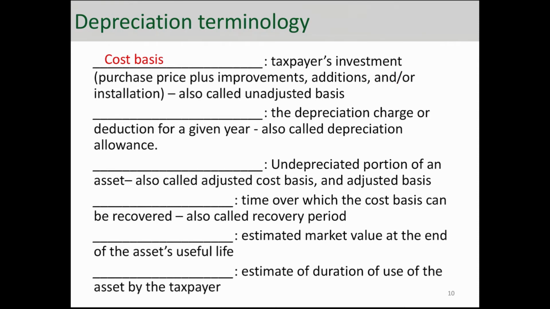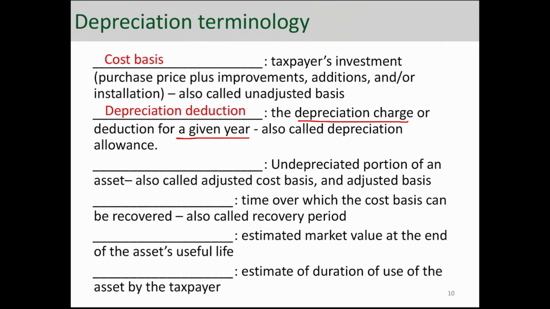It's essentially the cost of the asset that you're buying, and you're going to depreciate that over time. That initial cost is called cost basis. Then we have depreciation deduction. That is the amount of depreciation that you're going to claim for every year. So every year you're going to have a different depreciation deduction.